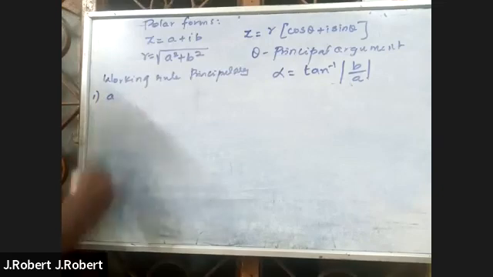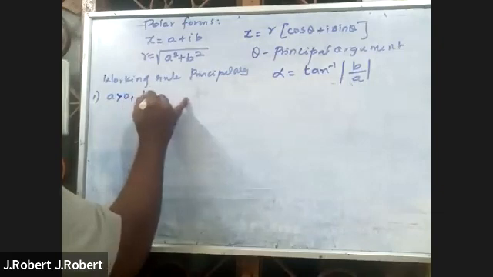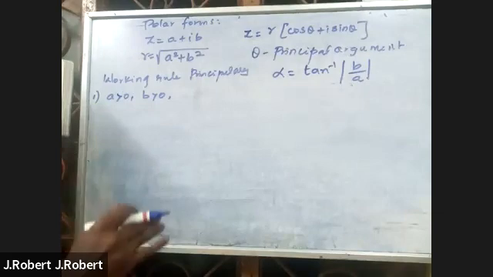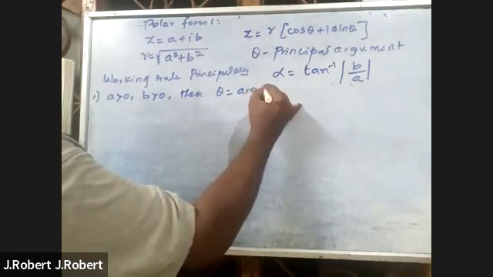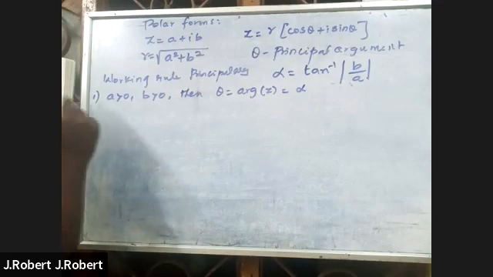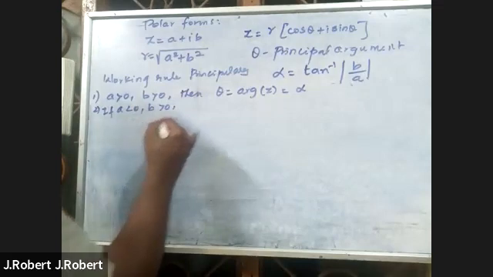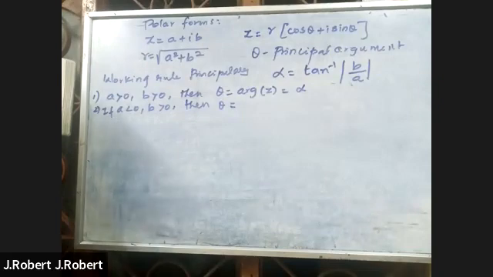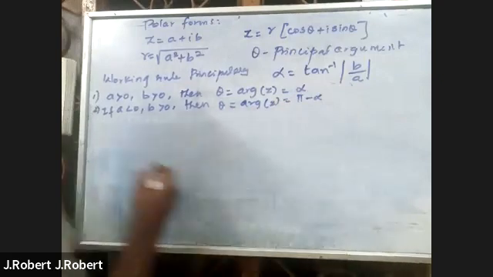First one: a greater than 0, b greater than 0, which means both the real number and imaginary number are positive. Then theta, which is the argument of z, is equal to alpha. Second, if a is less than 0 and b is greater than 0, then theta, the argument of z, is equal to pi minus alpha.